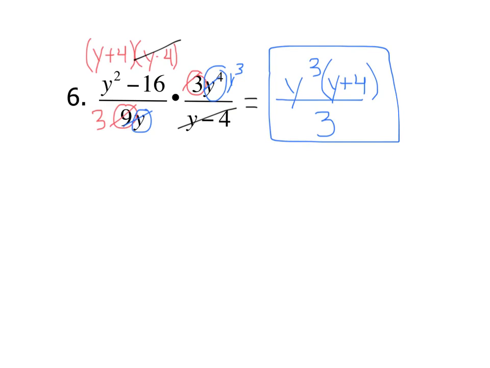Here's number 6. You can see that I factor the top left, y plus 4, y minus 4. The 9 was bigger on the bottom, so 9 divided by 3 was 3, and so the 3 went on the bottom. The y's also could be reduced, y to the fourth over y, so I subtracted it to the top, making it y to the third, and that's how you have what you have.